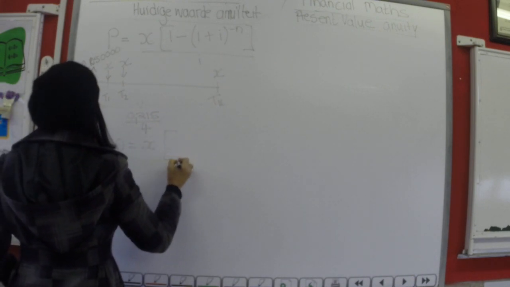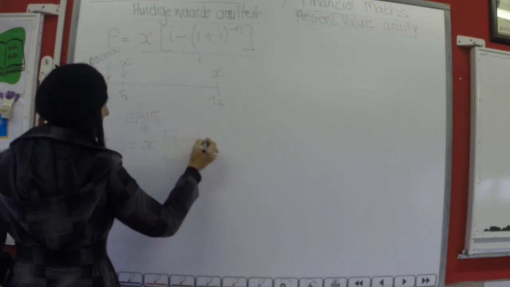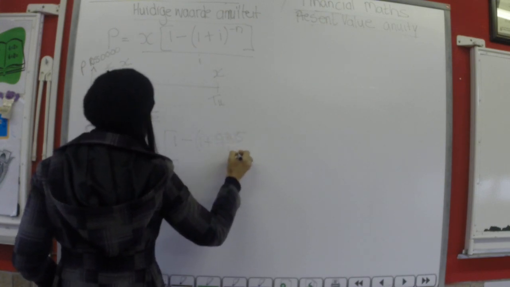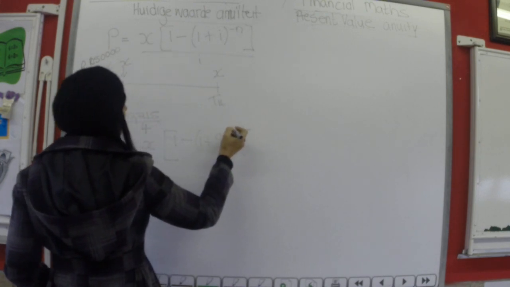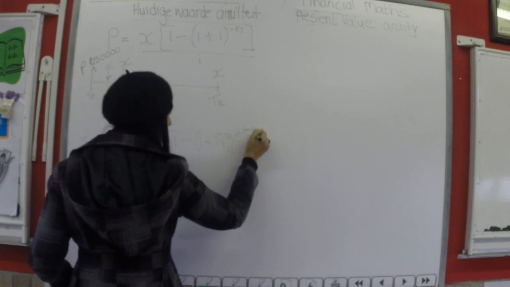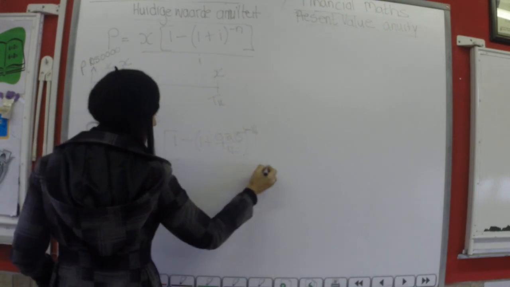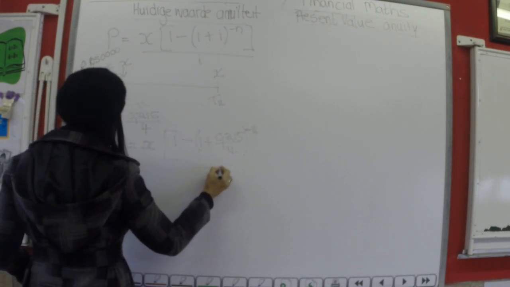X is my inbetaling. 1 minus 1 plus i, 0,215 gedeel deur 4, en ek het minus, en nou het ek 16 minus 1 plus 1, so dit gaan presies 16 wees, and that I'm going to divide with, again, the interest rate.